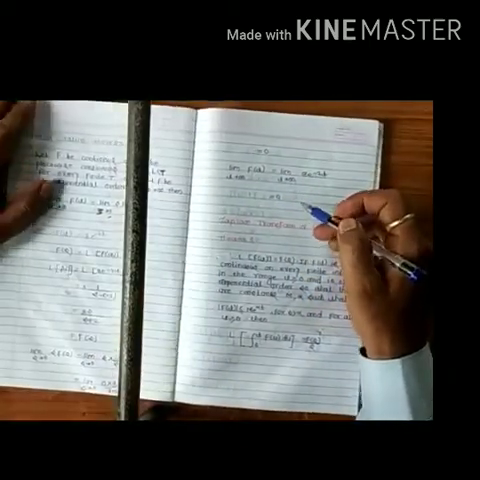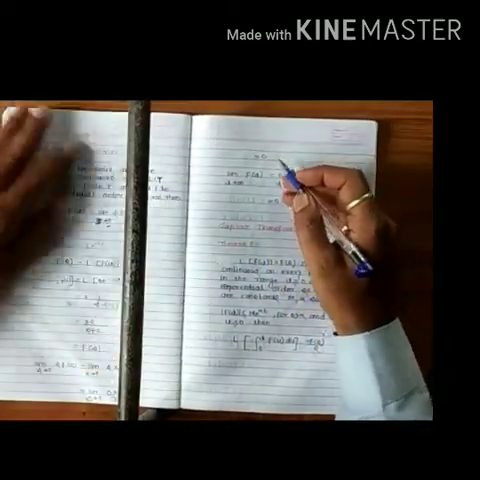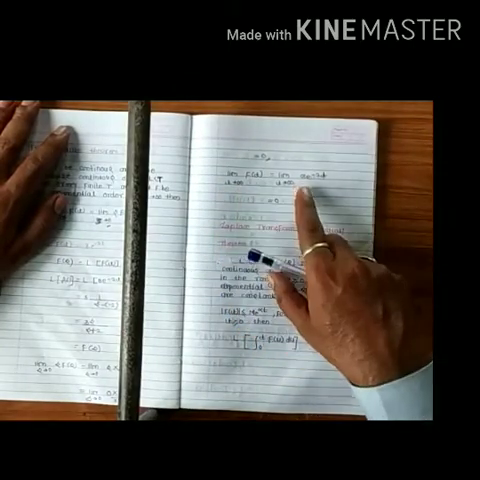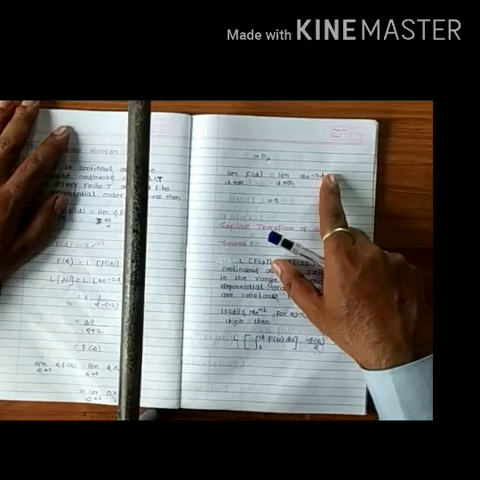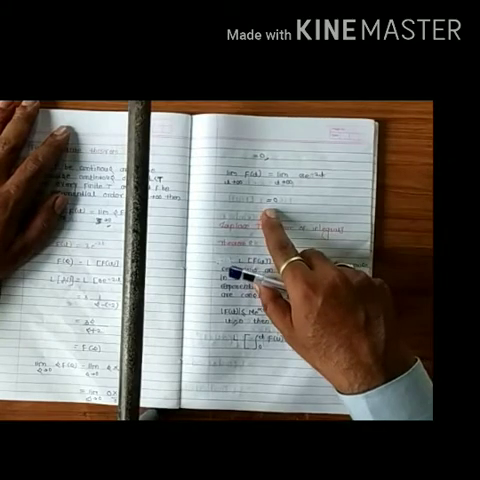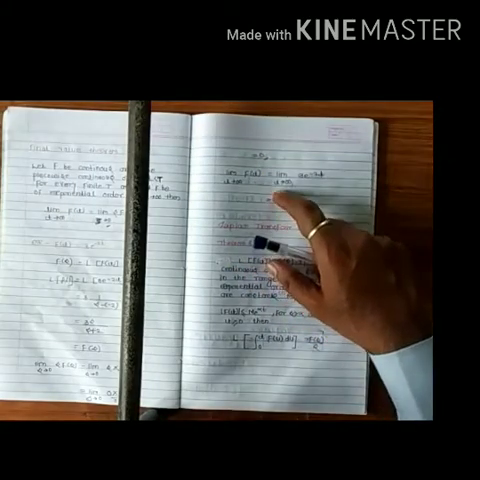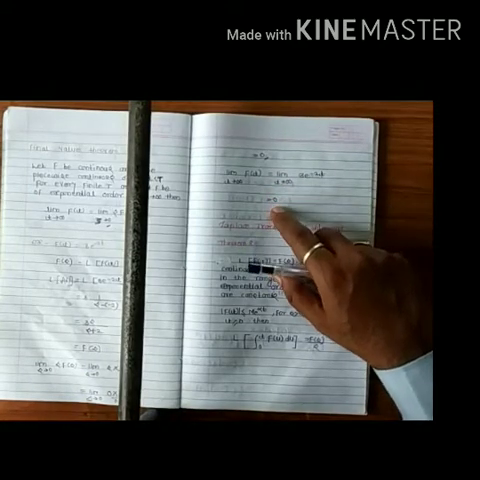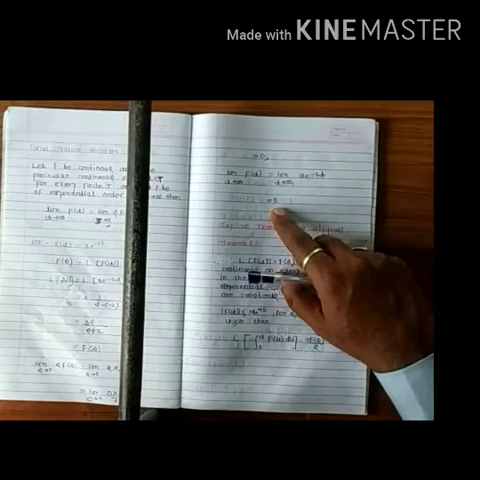So it is clear that this is 0, and when we substitute t tending to infinity, e raised to the power minus infinity is 0. So both results are the same, so we have to find the result in the same way and find the final value of the theorem.